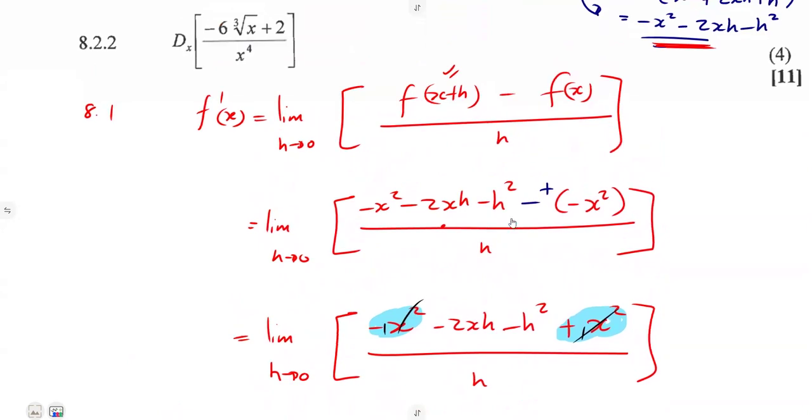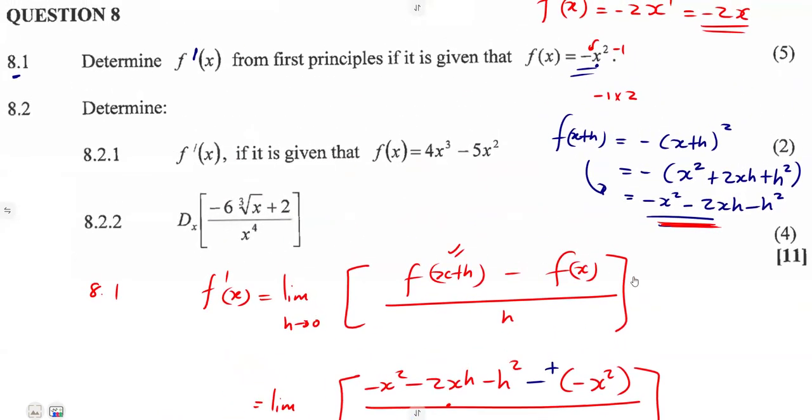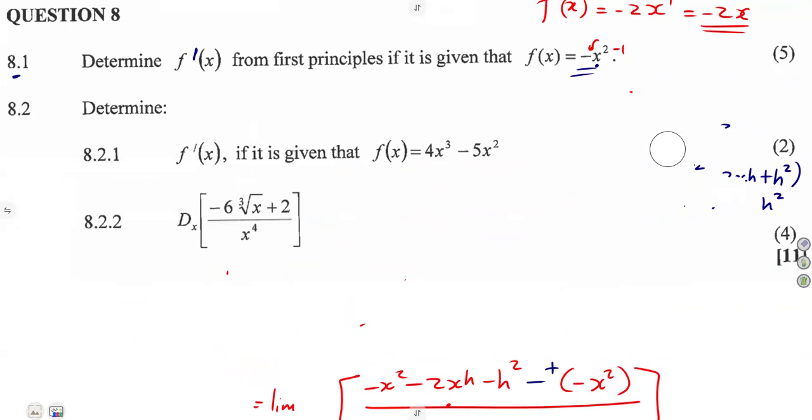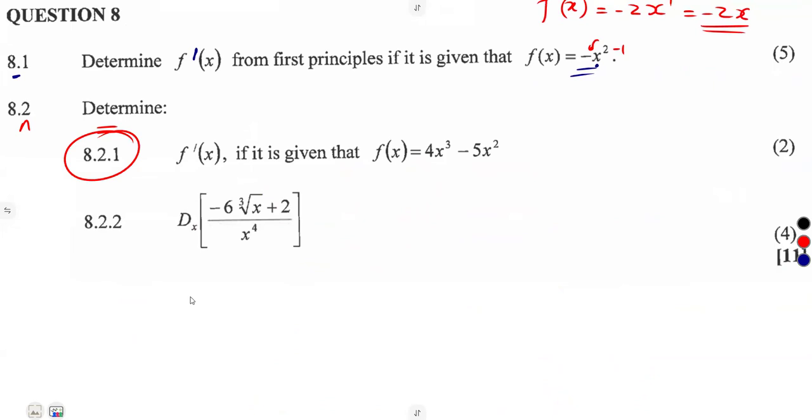It is just a simplification, as you can see, but use what you are told to use, the first principles, all right? Where you are not told to use the first principles, that is where you can use the general rule, like this part of question 8.2, determine 8.2.1, the first derivative with respect to x from f of x, which is given as 4x cubed minus 5x squared.